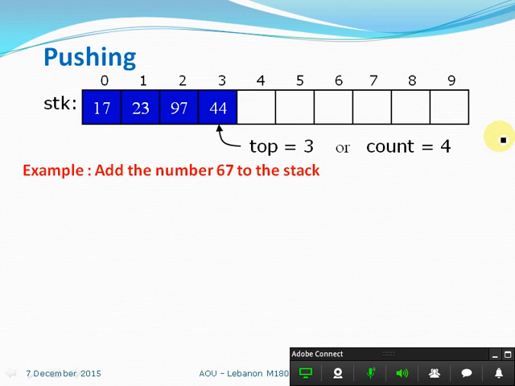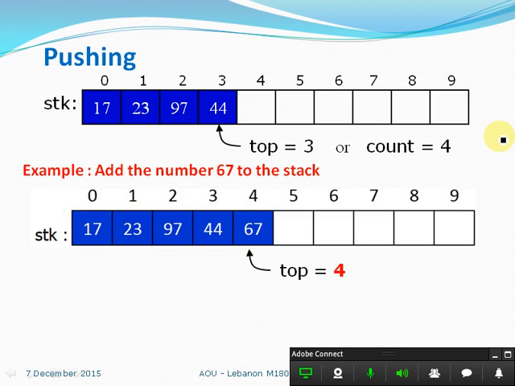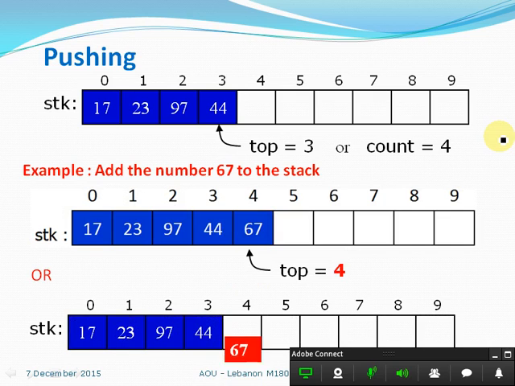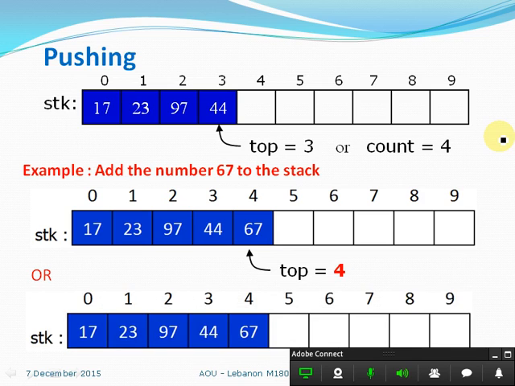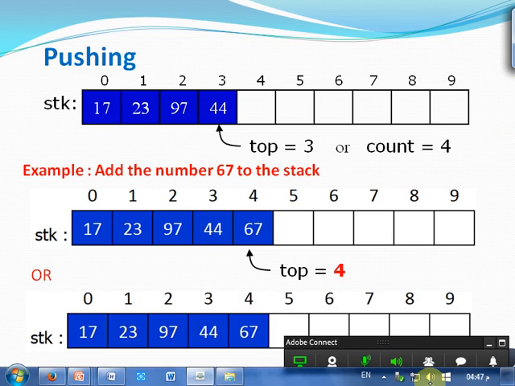Add 67 to the stack. Now here there are two ways, as we discussed. Either you increment the top and assign the value to stack of top, or you increment the counter and put the value in the stack. The counter will be now 5.